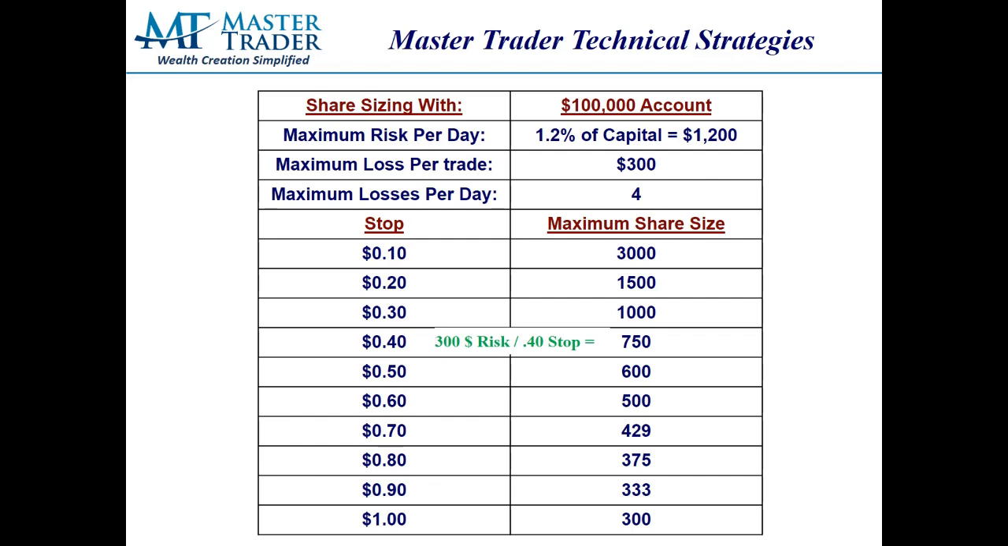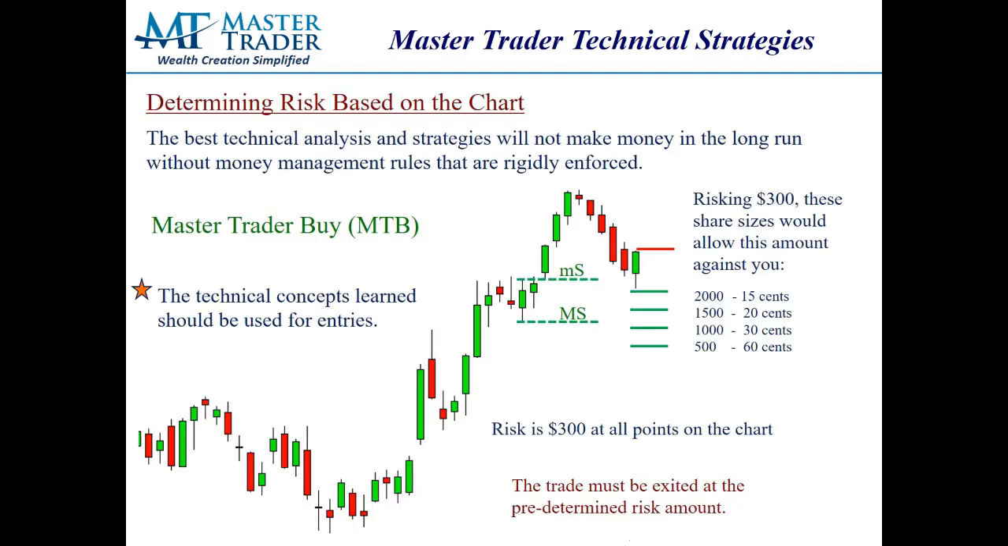So here, you can see one of our calculations in this simple table, where your stops are and your maximum share size, where I've got a $300 risk, and if my stop is 40 cents, I can trade 750 shares. That would be my share size to execute the trade. We're going to determine risk based on the chart. There are methods which would say that, well, I'm only going to risk X amount of dollars per trade, and at least that's a starting point.